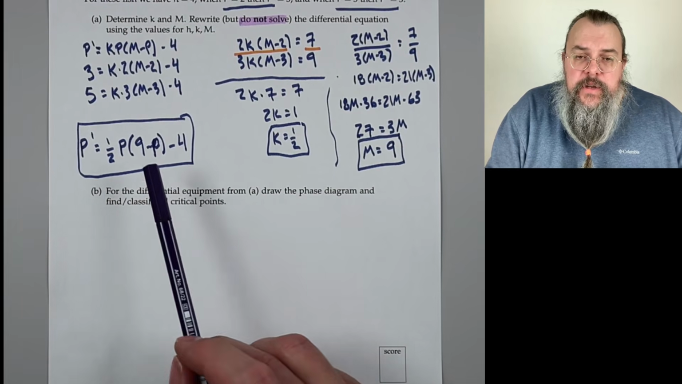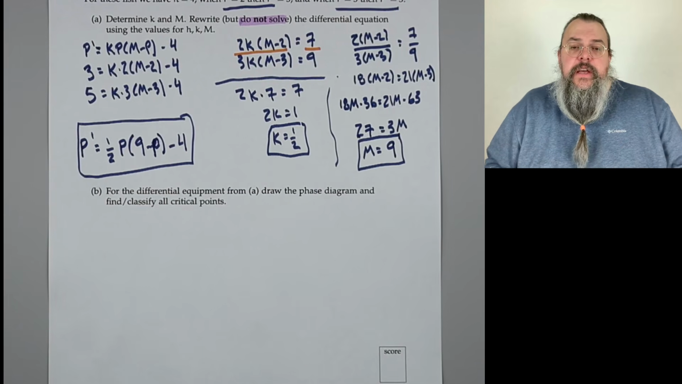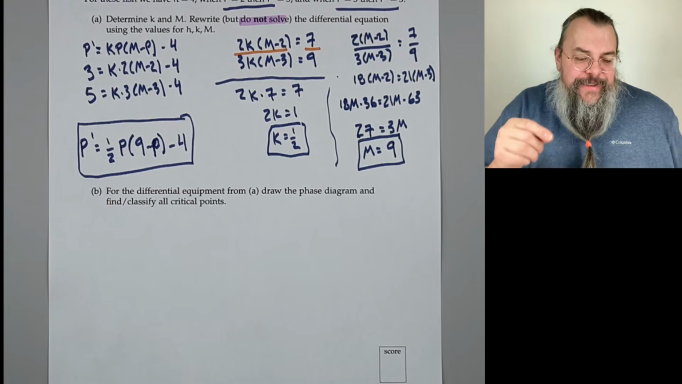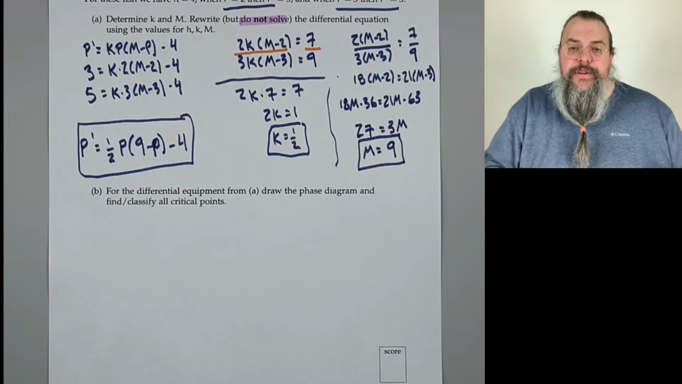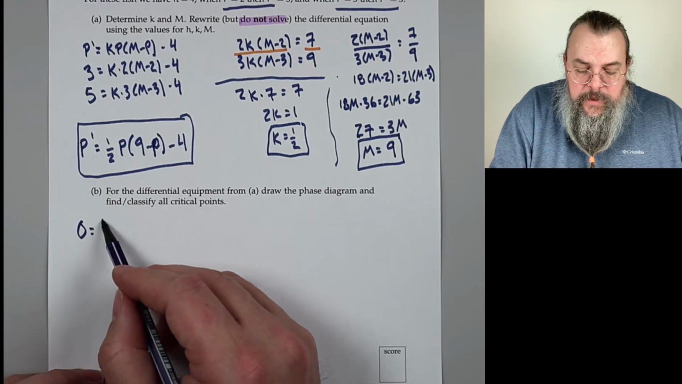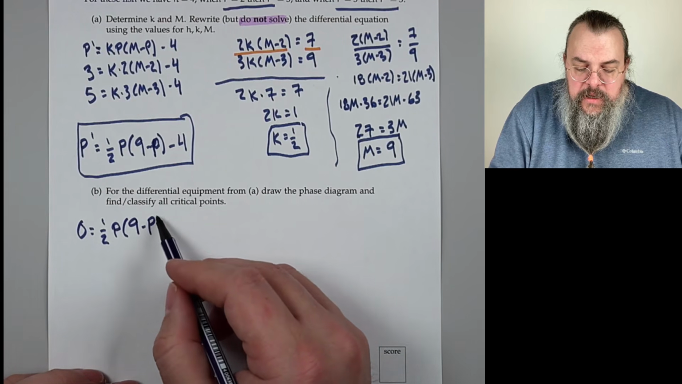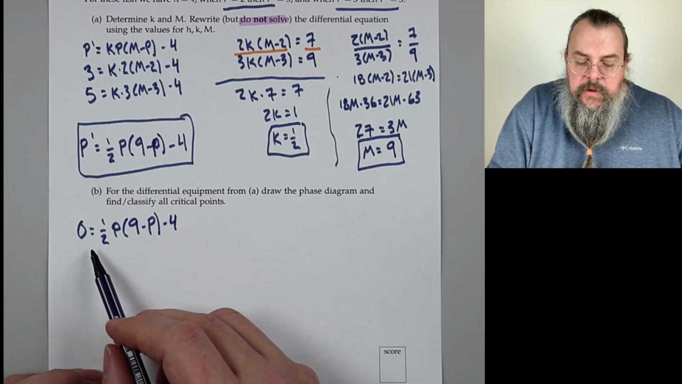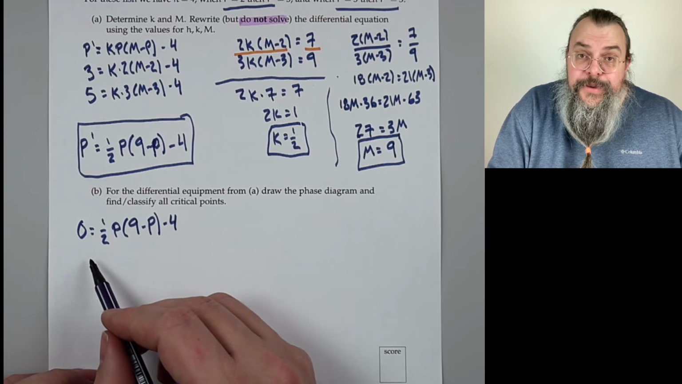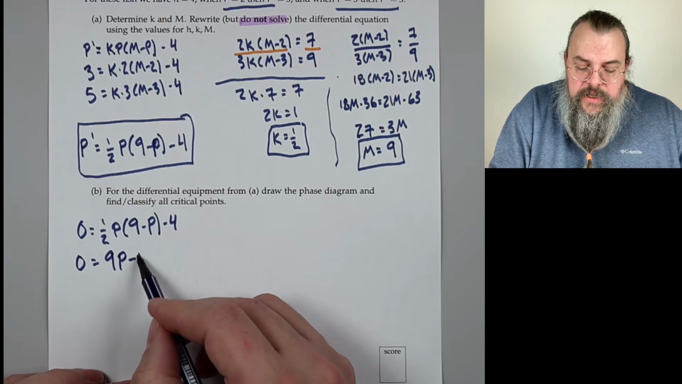And it says, for the differential equation from part A, this one we just found, draw the phase diagram and classify all critical points. Okay, well, actually, before we draw the phase diagram, let's do the find the critical points part of this. So we're going to set p prime equal to 0. 0 is equal to 1/2 times p times 9 minus p minus 4. I'm going to multiply through by 2 and also distribute the p. So I'm doing 2 steps at once, which is always dangerous for me. But you know, sometimes I like to live dangerously.